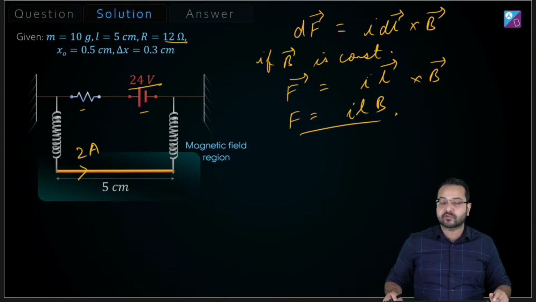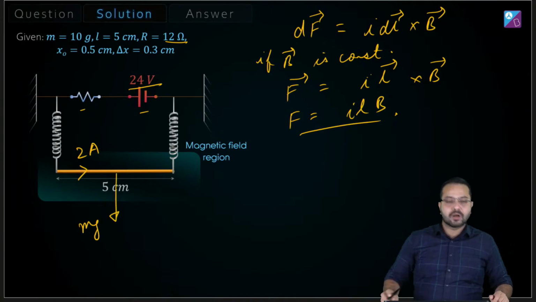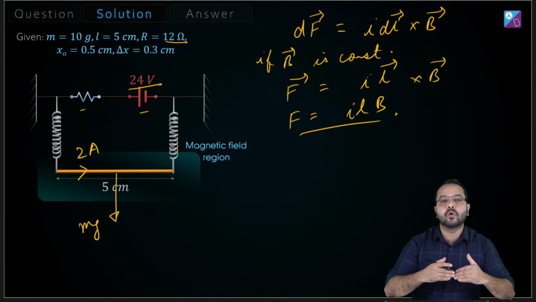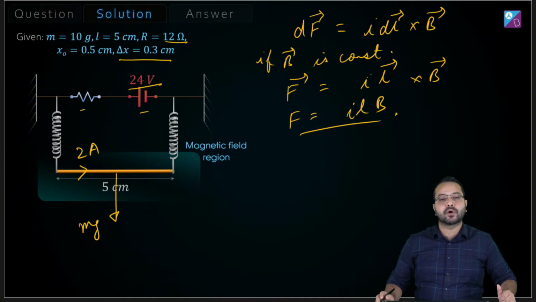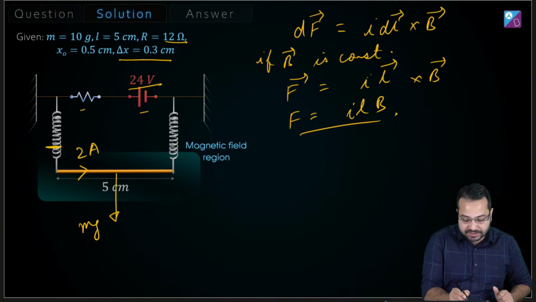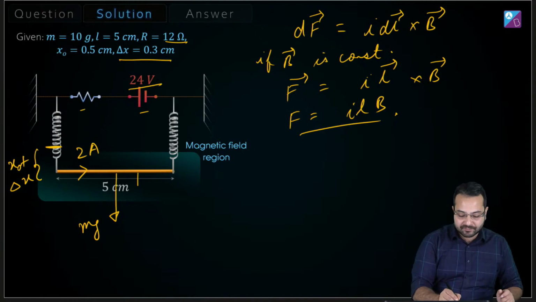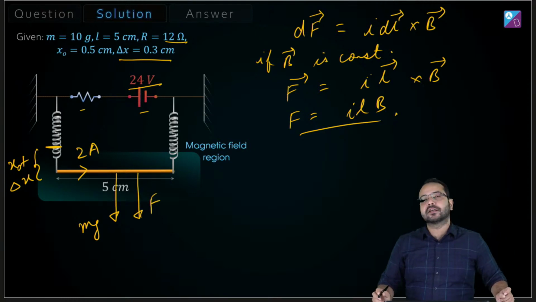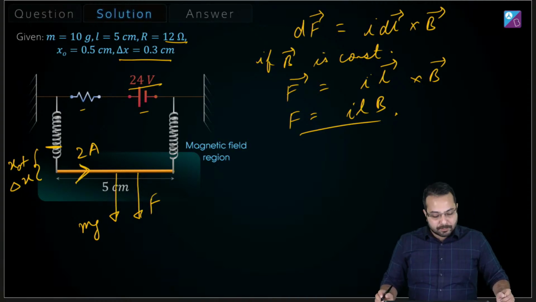Okay, there's current flowing from left to right. So there is mg already, but the spring stretches more. Okay, the spring gets further stretched by 0.3 centimeter. Okay, so if this was the natural length, now the elongation of the spring is x naught plus delta x. Is that correct? So obviously the force would have been in this direction. Is that also correct?